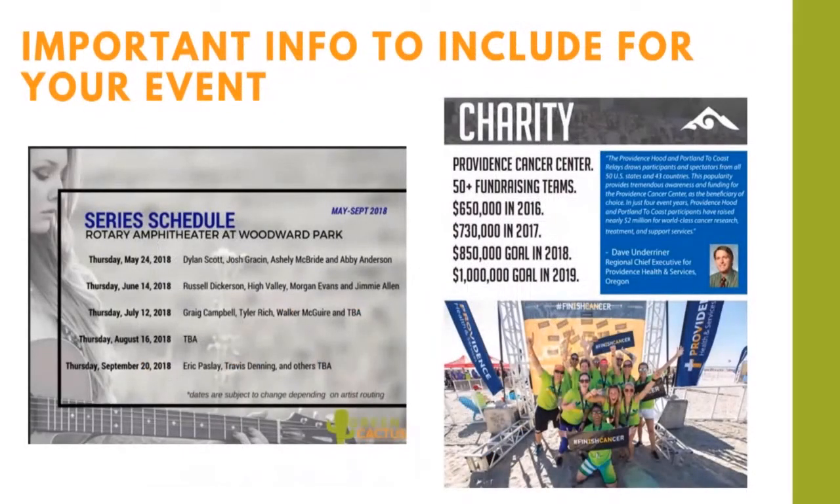Next is the important information to your event. Not everybody is going to need separate pages, but here are a couple of examples of information that might be important to include. Hood to Coast, yet again, generates a lot of money for Providence Cancer Research, and this is showcasing that charity fundraising aspect. Another example of info may be a schedule like shown here. It's a series schedule for the acoustic concert series that I just mentioned.